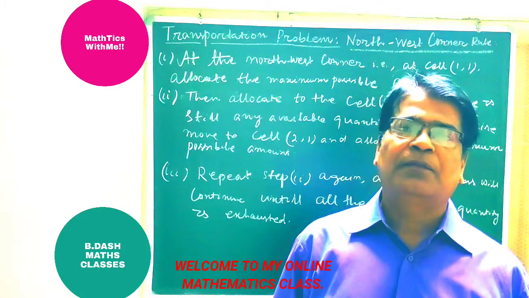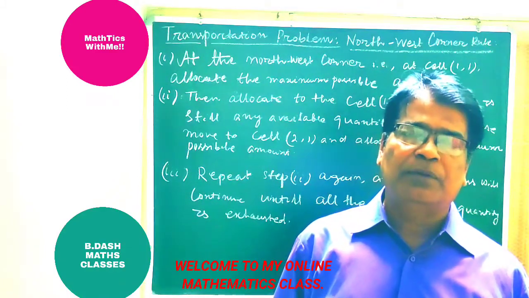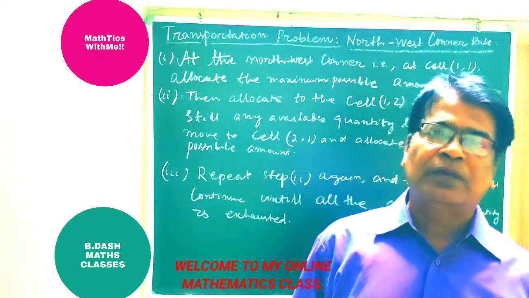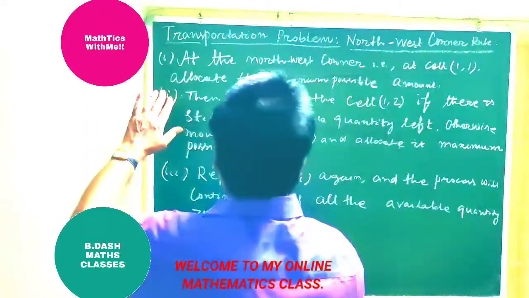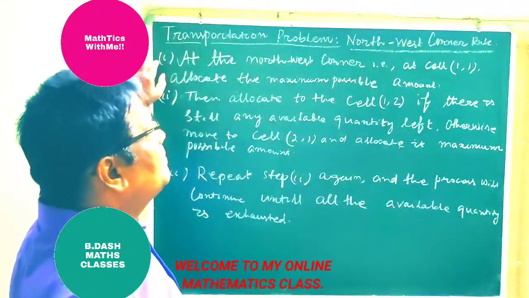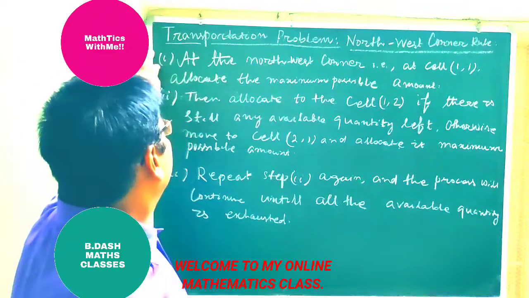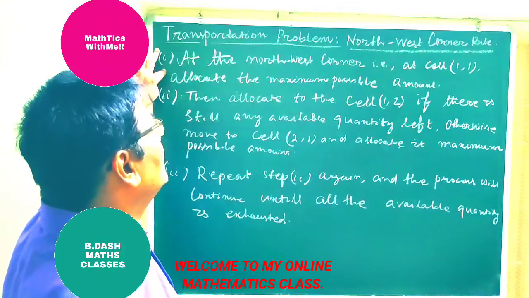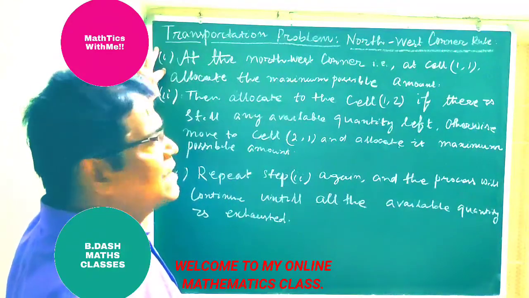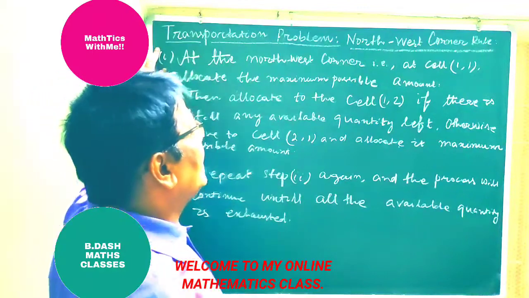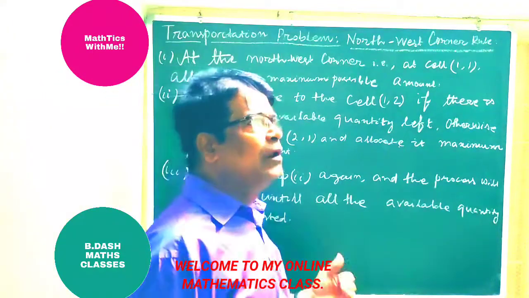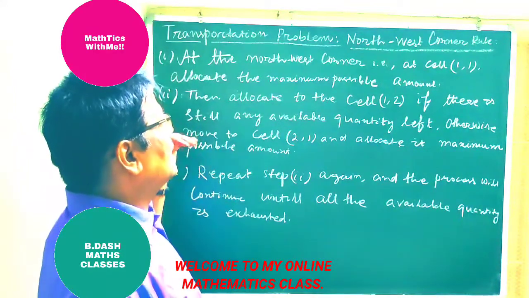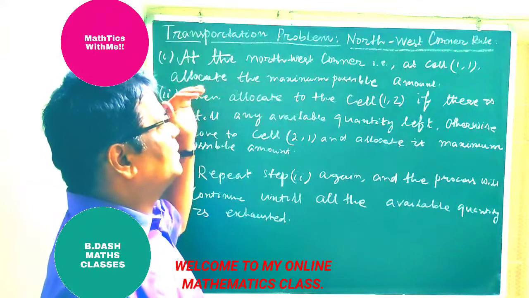In this class, I am going to teach you the solution of a transportation problem by the Northwest Corner rule. So now, transportation problem by Northwest Corner rule. First of all, in this rule, we have to start with the northwest corner. That means we'll start from cell 1 1 and we have to allocate the maximum amount that is possible in that cell.